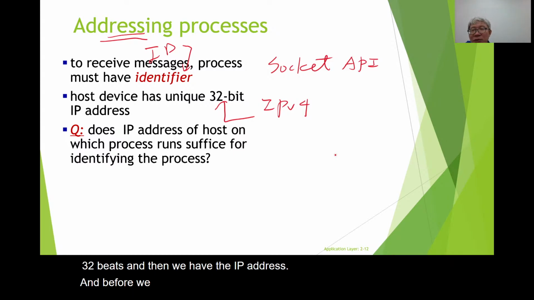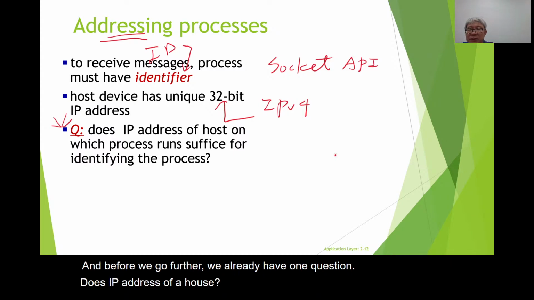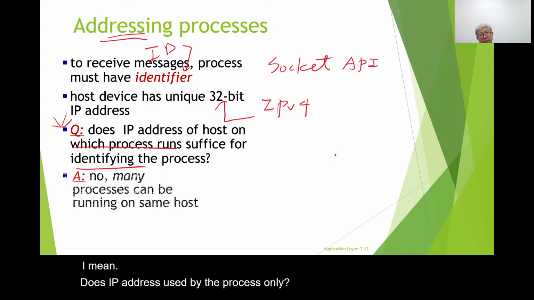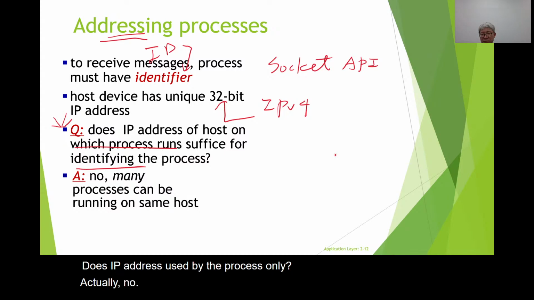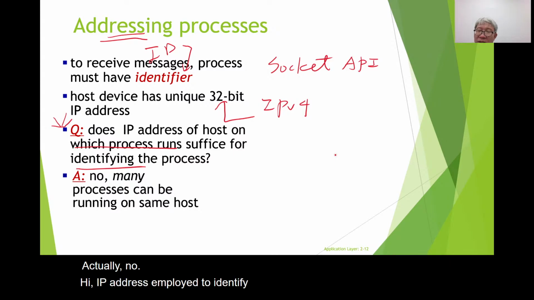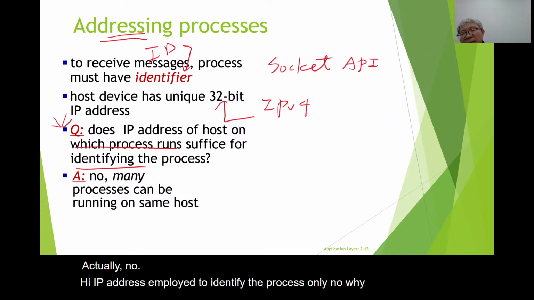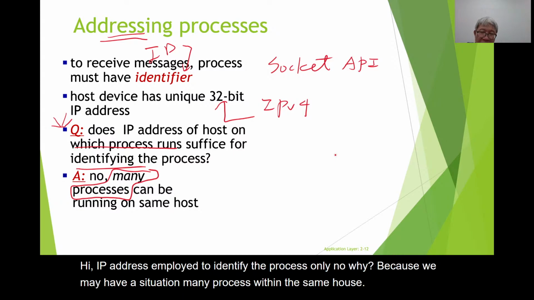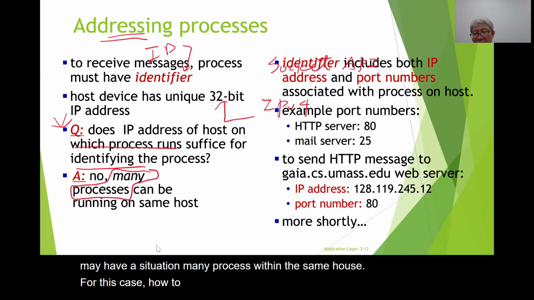And before we go further, we already have one question. Is the IP address of a host used to identify the process only? Actually, no. Why? Because we may have a situation with many processes within the same host. For this case, what to do? Actually, we will have a new way.